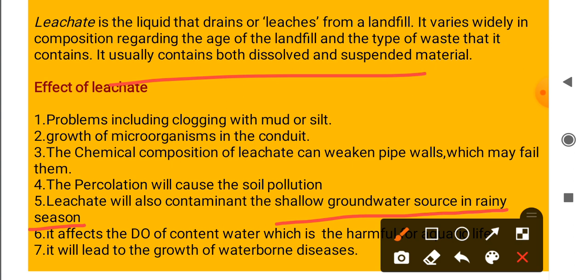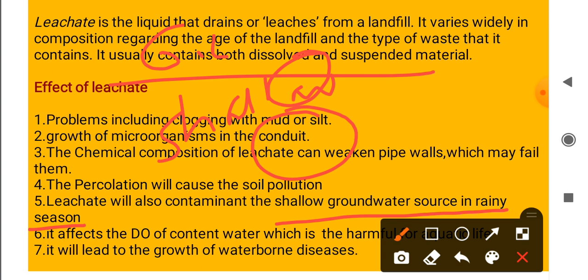Suppose this is the ground level and there is a water table at shallow depth. Whatever leachate forms here percolates through this soil and joins the shallow water table. Then the water also gets polluted. This is the fifth point, water pollution.